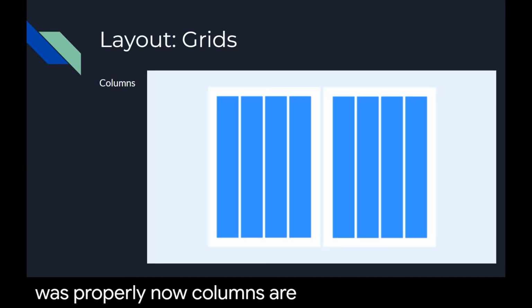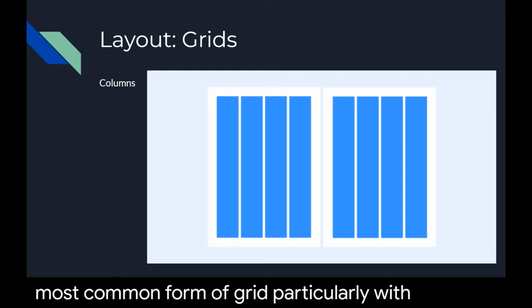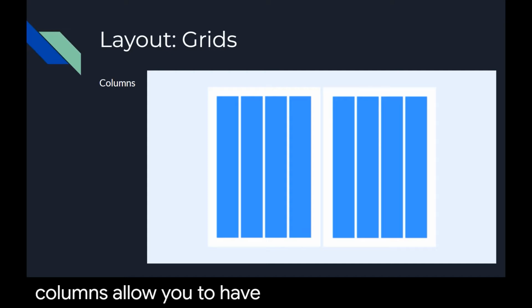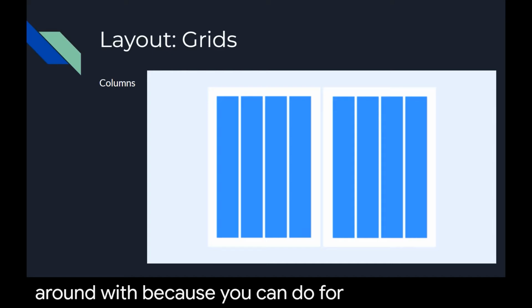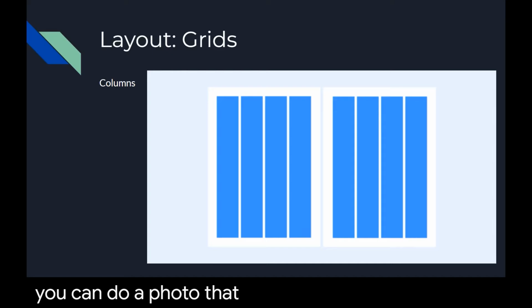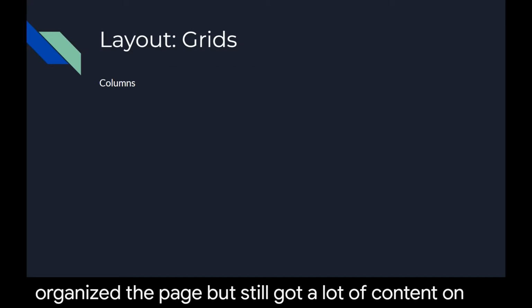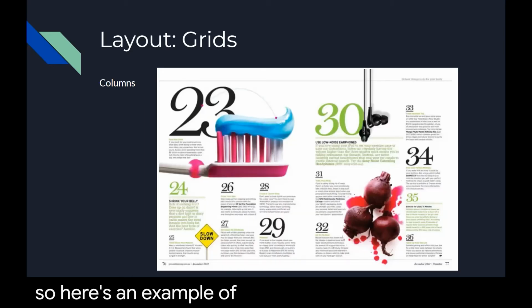Now, columns are probably the second most common form of grid, particularly with more multimedia elements such as photos and visuals. Columns allow you to have a lot of room to play around with because you can do 4 columns of text. You can do a photo that takes over 2 columns or 3. So it's really a great way to help you organize the page, but still get a lot of content on it.